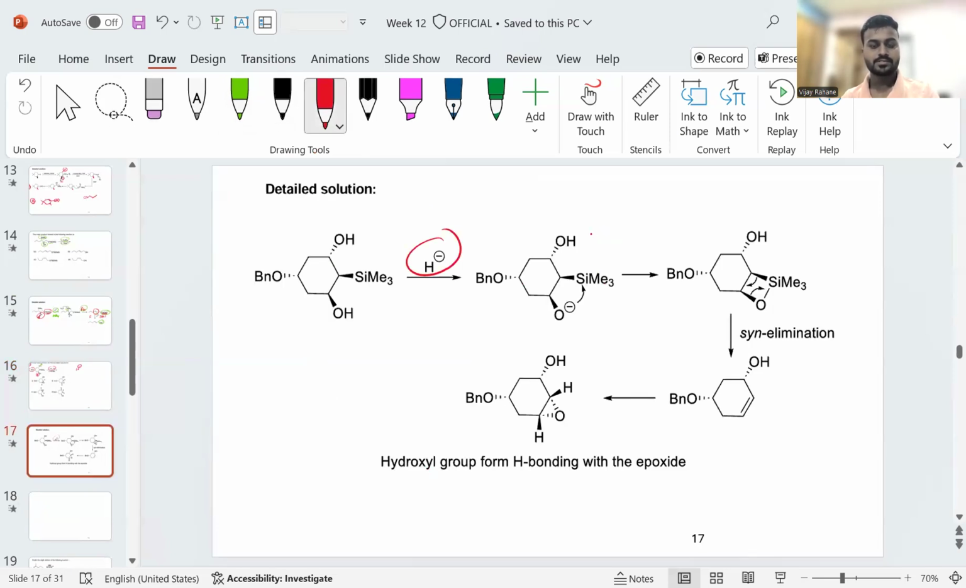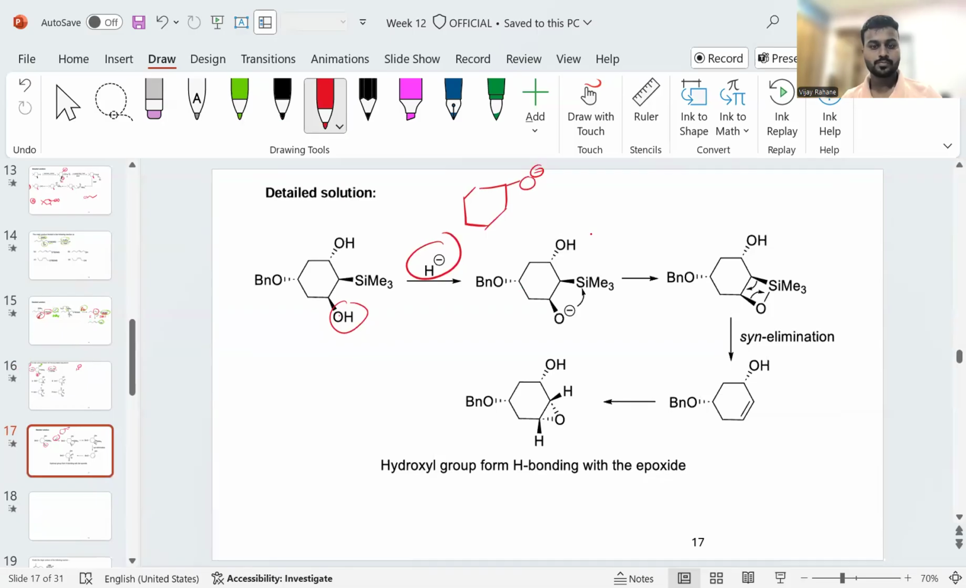So when you add the strong base which abstracts the proton, this proton and this proton are available. In this case, obviously it will not selectively abstract only this proton, so there will be other possibilities too. It abstracts the proton from both, but the O negative formed by the abstraction of the proton from this hydroxy group, which is syn to the silyl group.